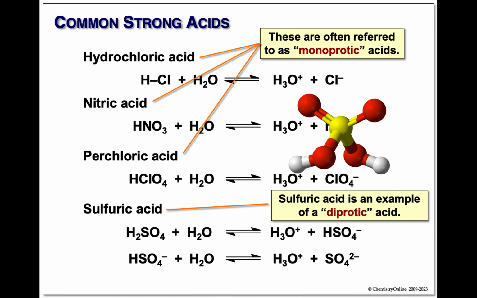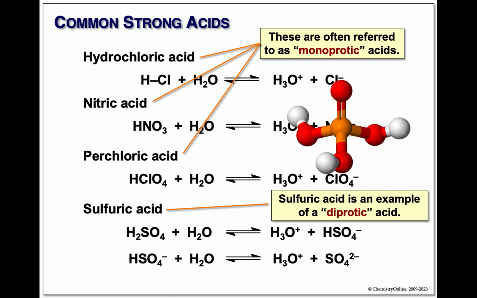In lab, we also deal with 1 triprotic acid, and that's phosphoric. Again, phosphate is a -3 ion, so we get 3 hydrogens on it. And just like sulfuric acid, we can pick these off one at a time. Any questions?